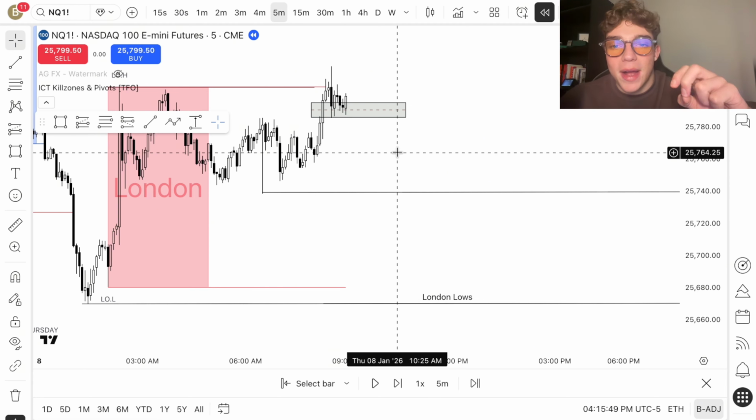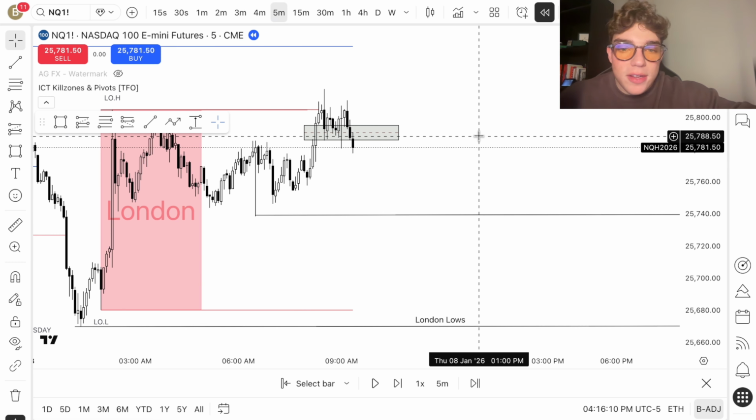We swept a high time frame high inside of a gap. We want to get a reversal. This is the only thing holding us up. I'm taking a short off of this. This trade was like the easiest trade ever. It was nothing complex.